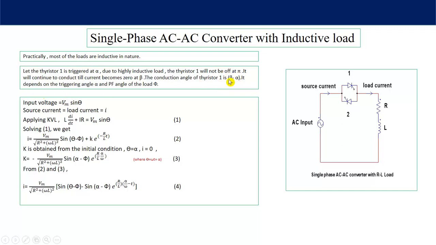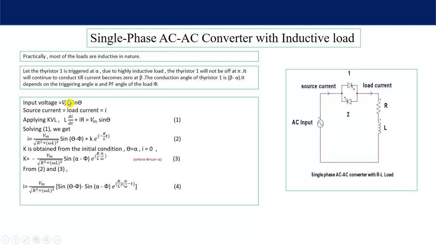And beta depends upon the power factor angle of the load, phi. In case of resistive load, that was unity. So at pi the thyristor turns off, but here it will not turn off at pi. Some extra conduction of the thyristor we will see.